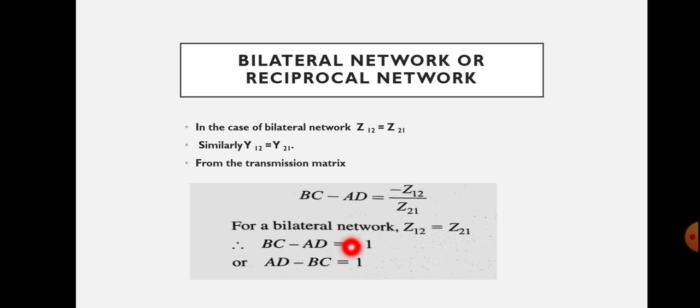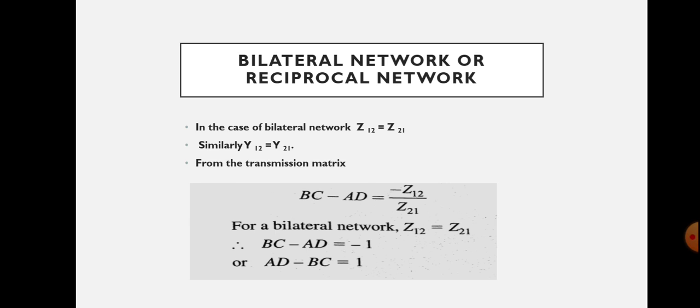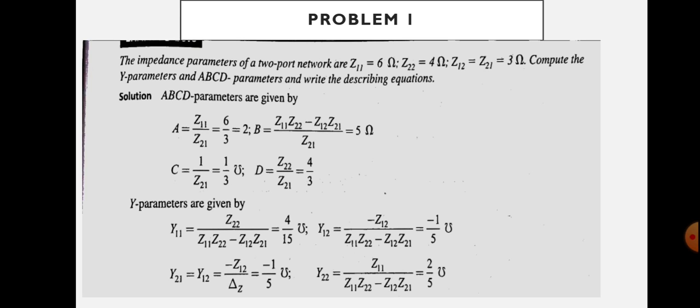So AD minus BC equal to 1. Suppose in the problem, if you are given 3 transmission parameters, and you want to find out the third parameter, then you can utilize this equation. Okay, that's the thing. Go through these portions and remember the equations connecting ABCD parameter and Z parameter, similarly Y parameter and ABCD parameter, and you can solve the problem. Okay, now write down the problem.